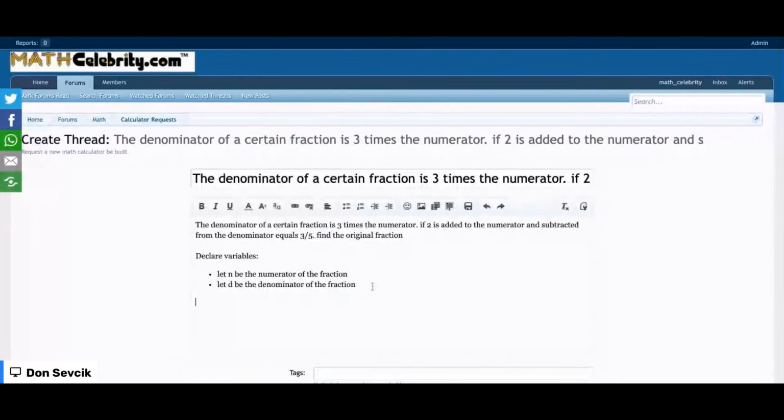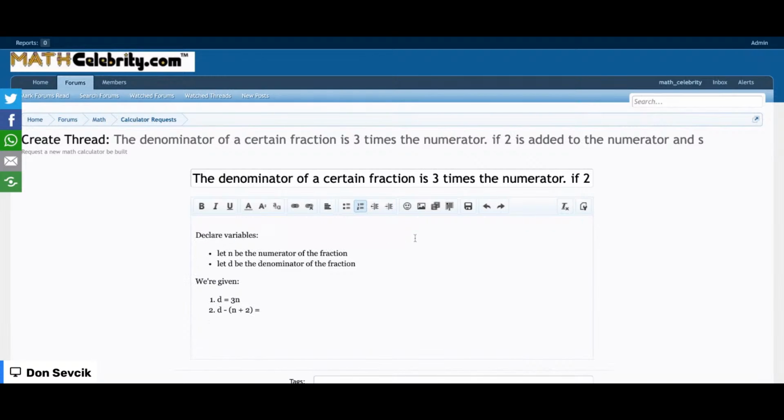Okay. We're given D equals 3 times n, right? The denominator of a certain fraction is 3 times the numerator. That's this. If 2 is added to the numerator and subtracted from the denominator, so D minus, I think that's what they're saying. You know what? Let me go back to this one because that can be interpreted 2 ways. I'm going to do that off camera later, and then I want to make sure that I'm understanding that correct. So let's move to another one.